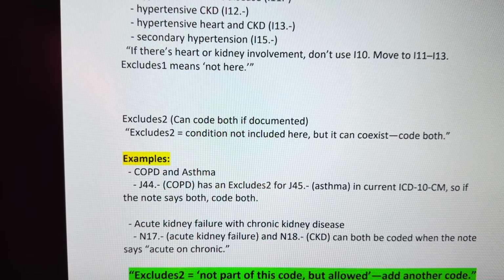I want you guys to know that those two codes cannot be coded together. All right. And that's what Excludes1 means. You cannot code I12 with I10. All right. So, coach, which is the right one? The more extensive one, hypertensive chronic kidney disease. It's representing the patient has hypertension and chronic kidney disease. These are combination codes, that we call them. So you would not code just regular hypertension.